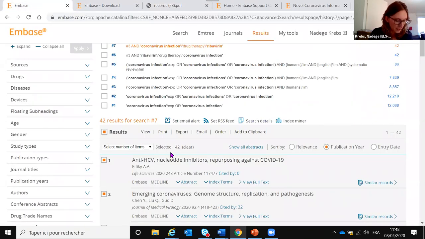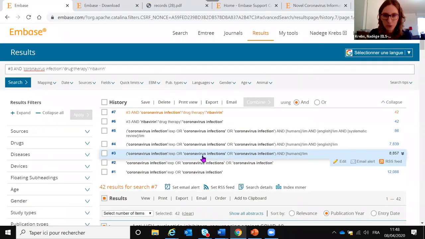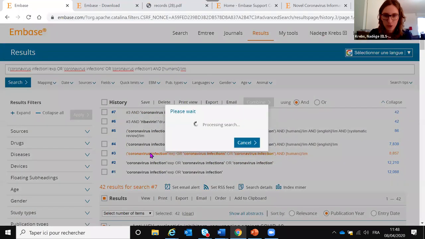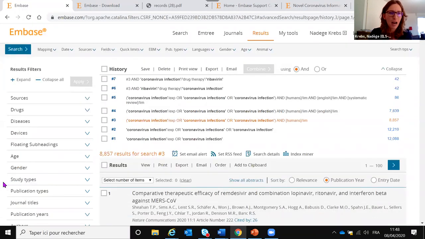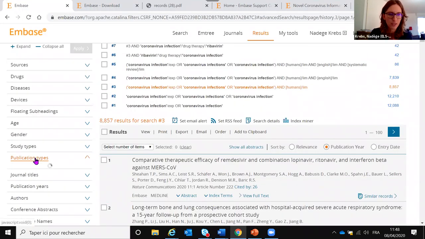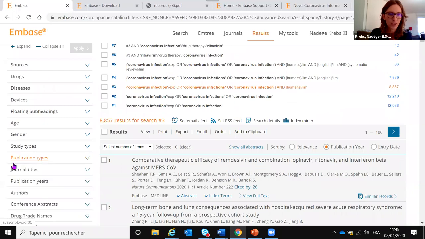Okay, now let's say that we go back again to our search, the initial one with the 8,857. So I click on it, so it becomes orange. So I'm again on this one that is active and I say, I only want to see the ones that were in 2020. So I'll go to publication years.